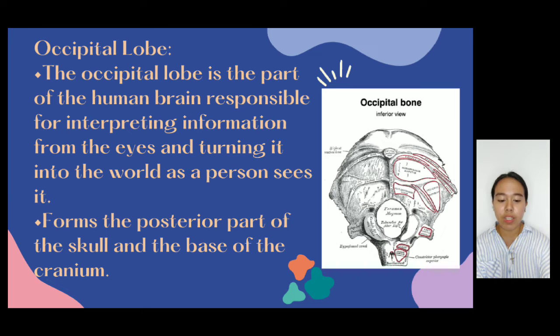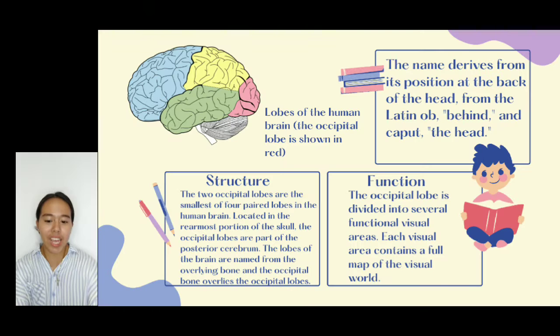At the right side, you can see the occipital bone, an example of how it is part of our body. Lobes of the human brain. As we've seen in the picture, the occipital lobe is shown in red. The name derives from its position at the back of the head, from the Latin words ob, meaning behind, and caput, meaning head.